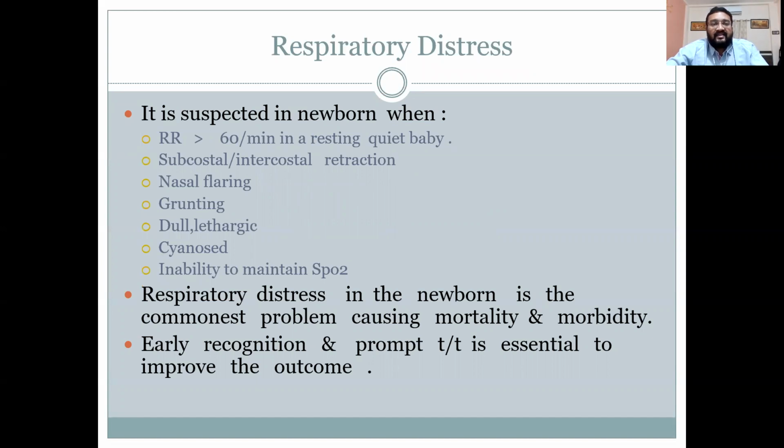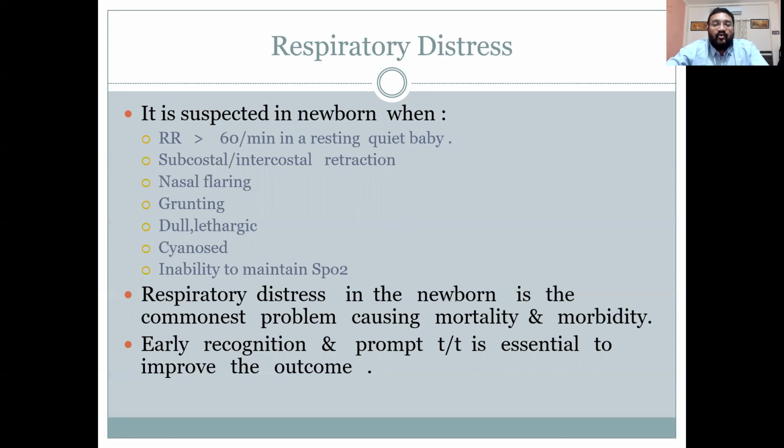So what is respiratory distress? It is suspected in newborn when respiratory rate is more than 60 breaths per minute in a resting quiet baby. Normally, the respiratory rate in newborn ranges from 40 to 60 breaths per minute, and whenever the respiratory rate is more than 60, it is known as tachypnea. Respiratory distress is often associated with subcostal or intercostal retraction, nasal flaring, grunting, dullness and lethargy, cyanosis, and inability of the newborn to maintain SpO2 on room air.